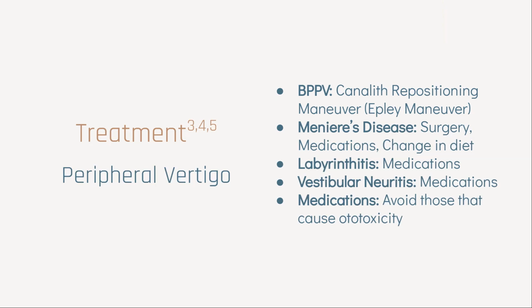With labyrinthitis, again, we're going to use medications to treat that, and that can include antiviral medications if it's a viral infection, antibiotics if it's bacterial, and then corticosteroids for any inflammation. That's also true for vestibular neuritis, so the same medications would play a part there. And then the other thing, like I mentioned before, is that ototoxic medications are medications that we want to avoid in this type of vertigo. However, that's something your provider would be able to talk to you about.